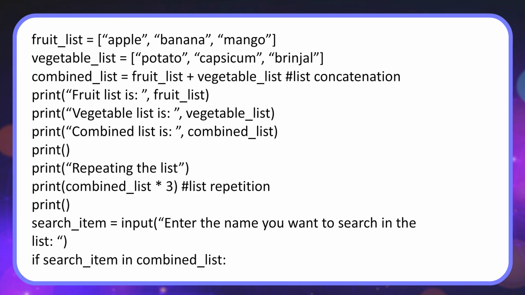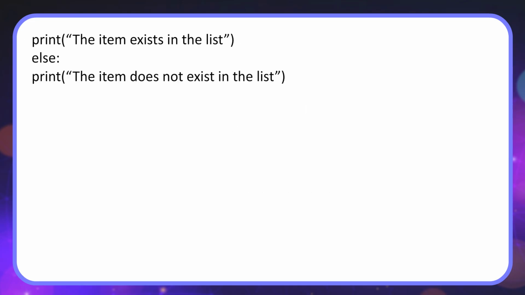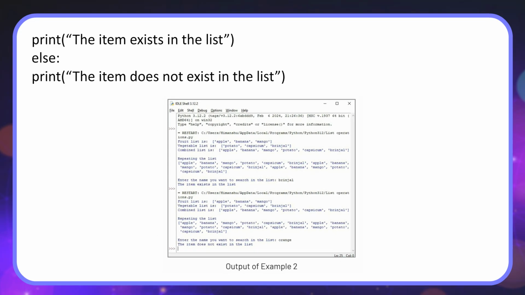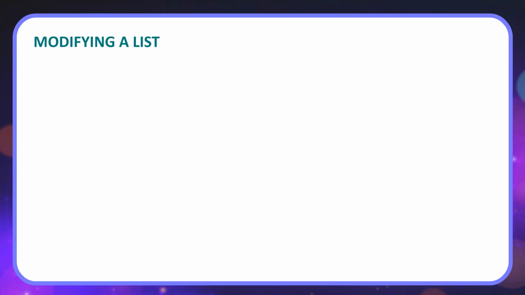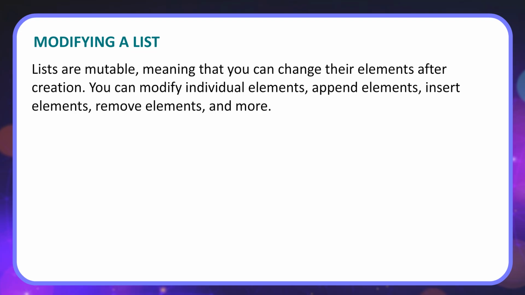List repetition. search_item = input("Enter the name you want to search in the list"). If search_item in combined_list, print the item exists in the list. Else, print the item does not exist in the list. Output of Example 2.